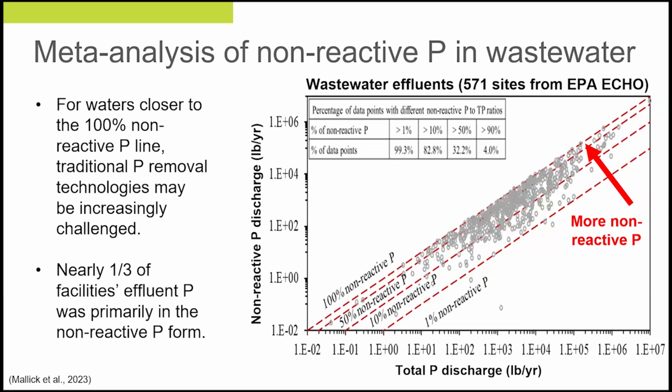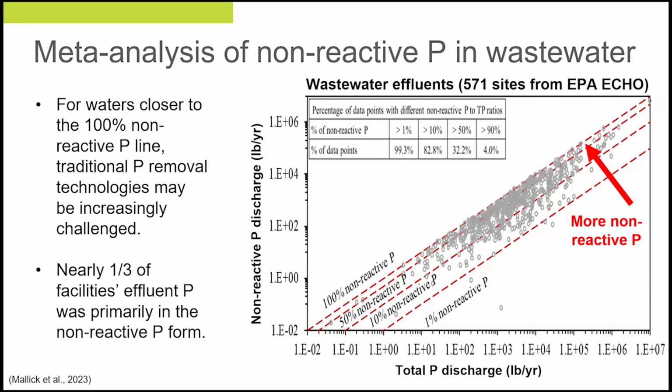Our research really began with a broad perspective, thinking about a meta-analysis of how much non-reactive phosphorus is in municipal wastewater. We did a study of different wastewater effluents from across the US, gathered from the EPA ECHO database. You can see that for a number of the sites we were able to dig into, you could actually find the total phosphorus numbers on the x-axis, versus the fraction that was in the non-reactive form on the y-axis.